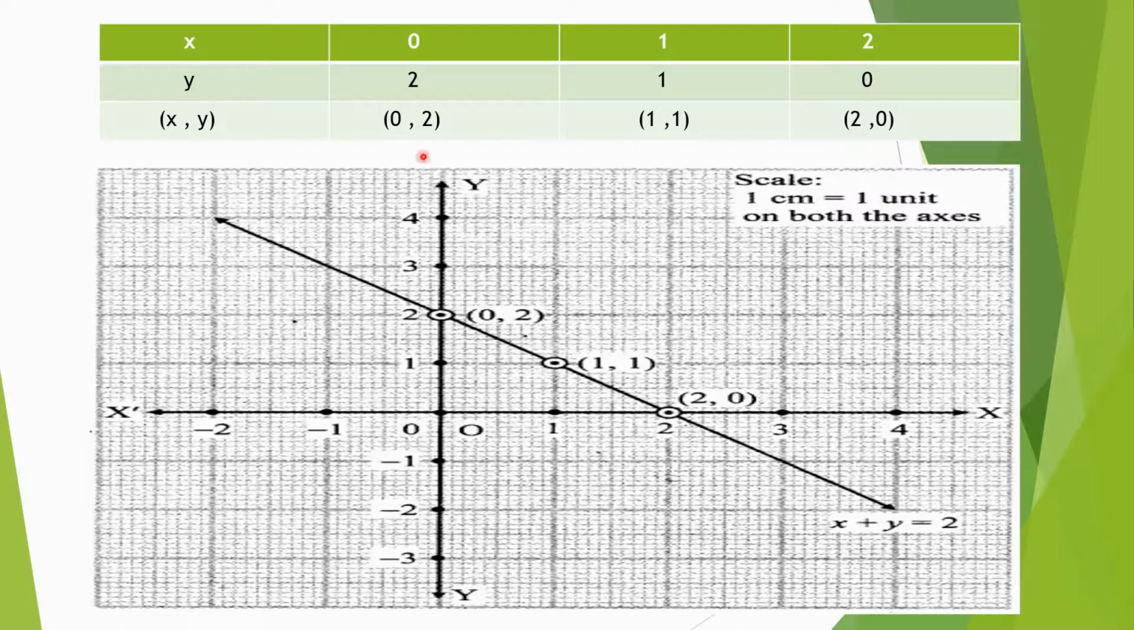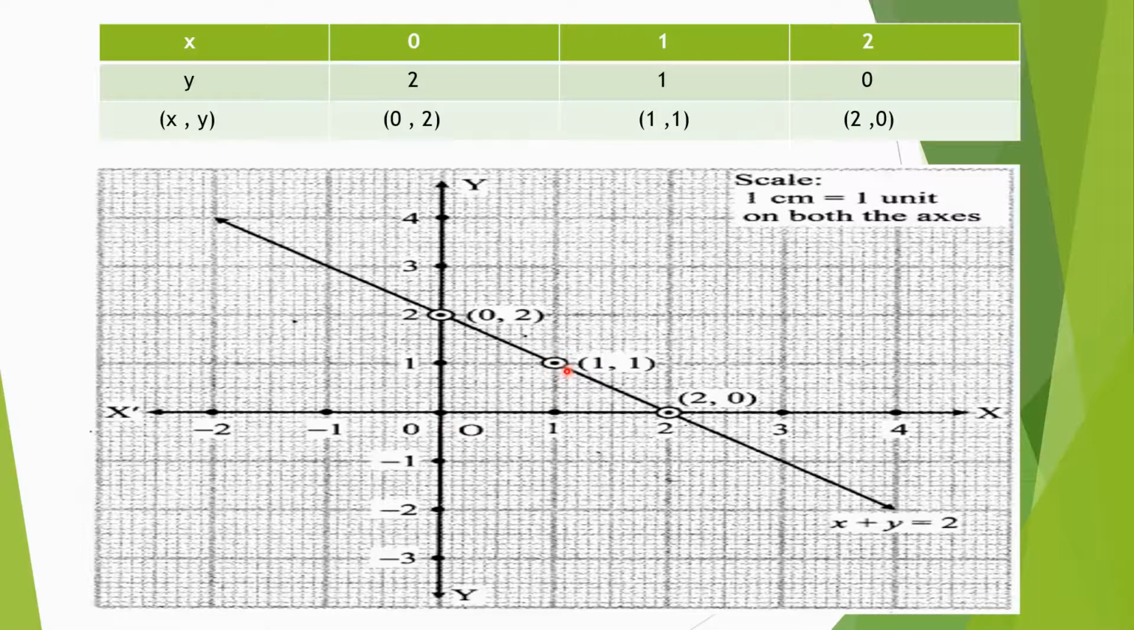Your first ordered pair is (0, 2). The x coordinate is 0, which means the point lies on the y-axis. The x coordinate is 0 and the y coordinate is 2. This point lies on the y-axis. The second ordered pair is (1, 1). The x coordinate is 1 and the y coordinate is 1. This is the point (1, 1).